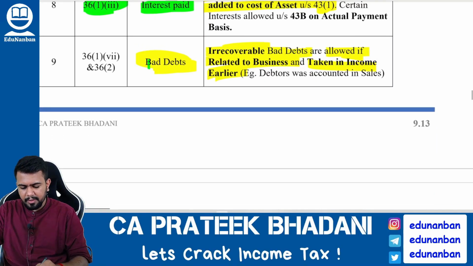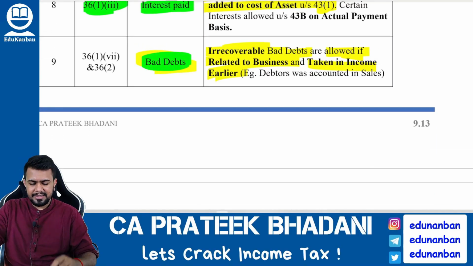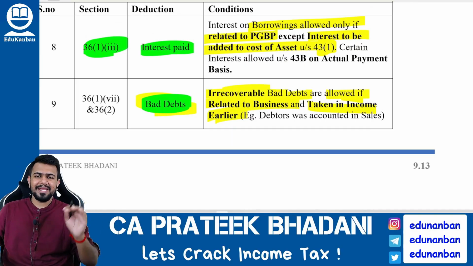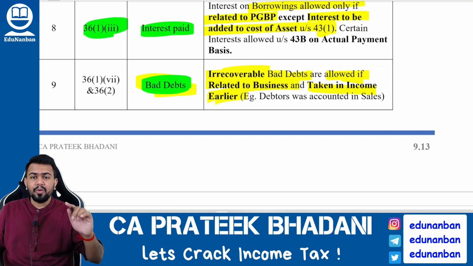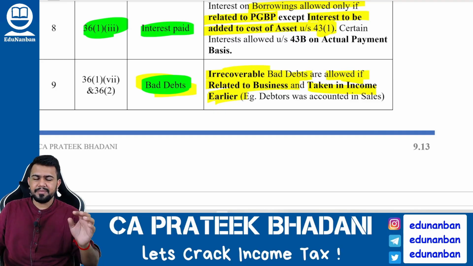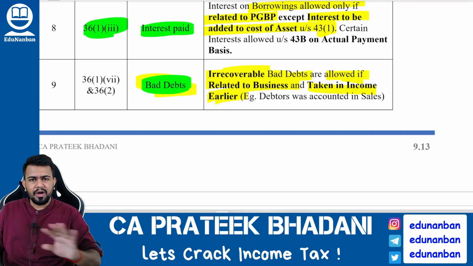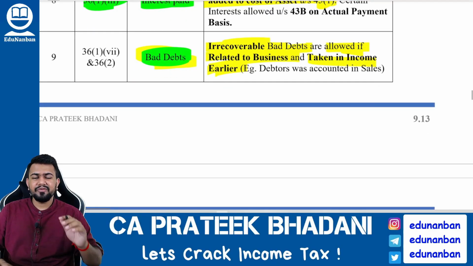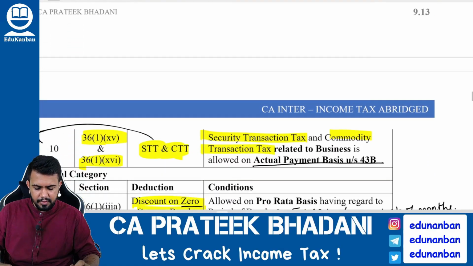Okay. Now let's talk about bad debts. Bad debts are allowed as deduction only if the bad debts have become irrecoverable, and moreover only if they were treated as income earlier. I told you that sales would have been treated as income earlier. That is why if the sundry debtors become bad debts, then it will be allowed as deduction. However, a loan given was not treated as income earlier. That is why if a loan becomes a bad debt, it will not be allowed as deduction. So only if it was treated as income earlier, it will be allowed. If not, it will not be allowed.